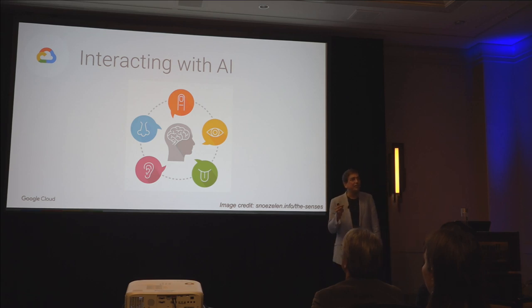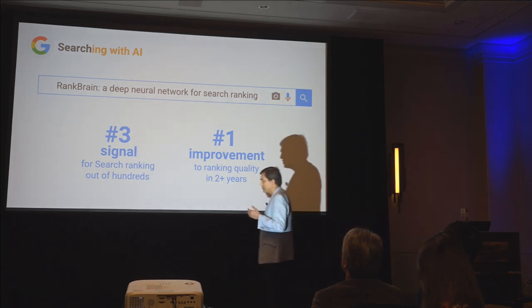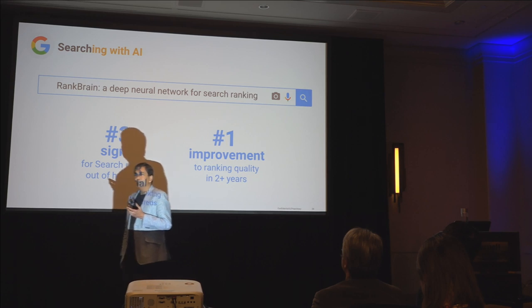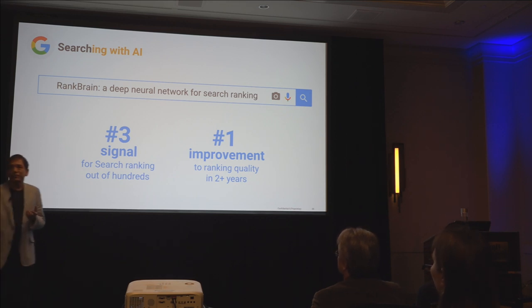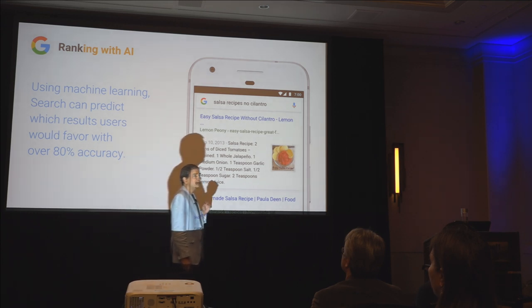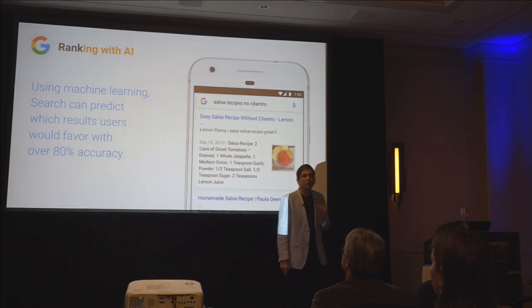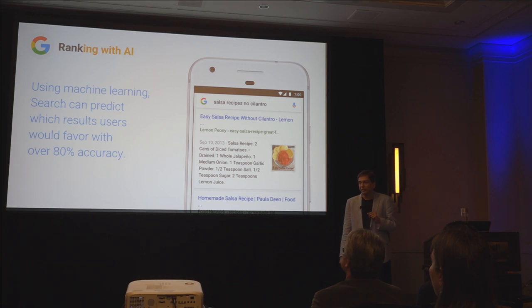I think for this talk, I picked examples which are really about interacting with AI, where we're looking at the human senses, things like seeing or hearing, and seeing how we might do that with AI. I think that's probably most relevant for user interfaces. So you start with search, Google search, the oldest product. Google search uses hundreds of signals to identify the best search results for you in a fraction of a second. The biggest improvement in Google search of the last 2-3 years has been through a deep neural network called RankBrain, which provides the most important signal to rank a search result. If you type in a search, we can predict which result you personally would be most interested in, with over 80% accuracy. And that's done through machine learning.